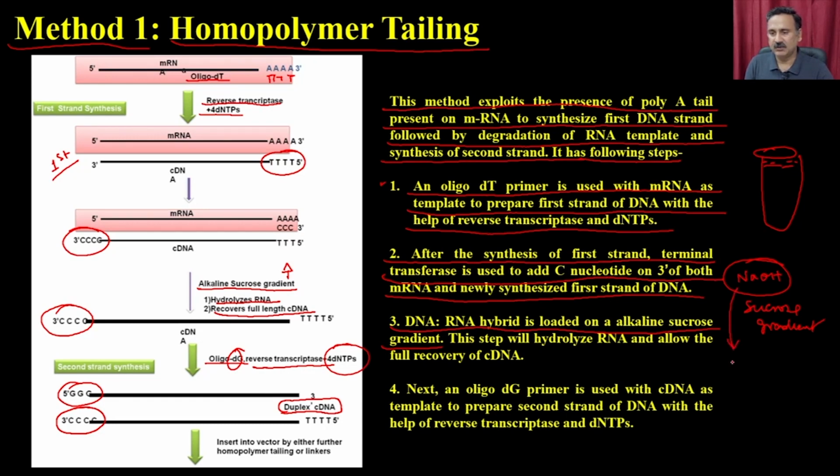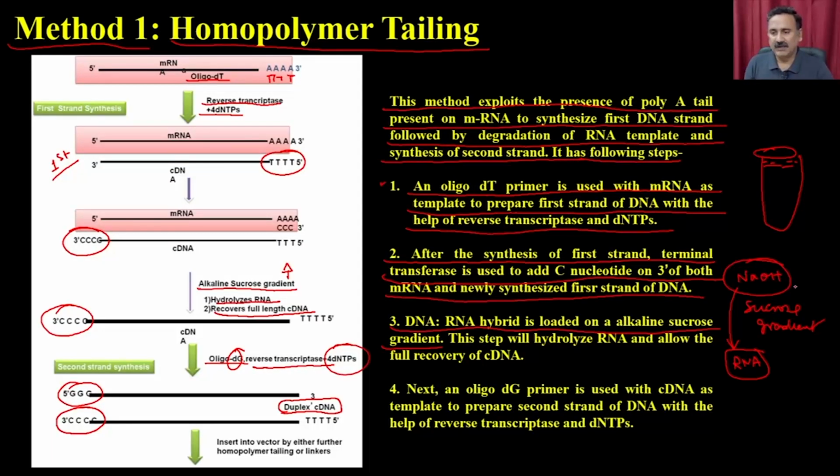So, NaOH is going to degrade the RNA because it is going to act on the 2' hydroxyl, and that's how it is going to form a cyclized product, and that's how it is going to degrade the RNA. Whereas DNA does not contain the 2' hydroxyl, and that's how it is not susceptible to the alkaline lysis. So, once you do the alkaline lysis and you load this complex onto the sucrose gradient, the RNA is going to be degraded and the first strand of the DNA can be isolated after the gradient. So, this step will hydrolyze the RNA and it will allow the full recovery of the cDNA.